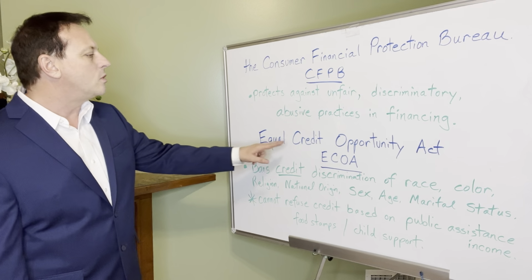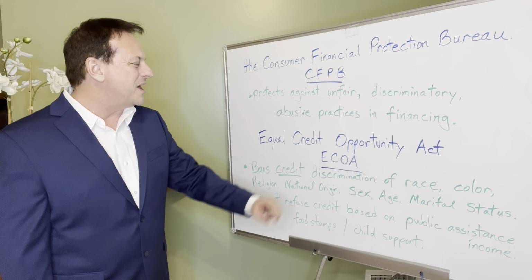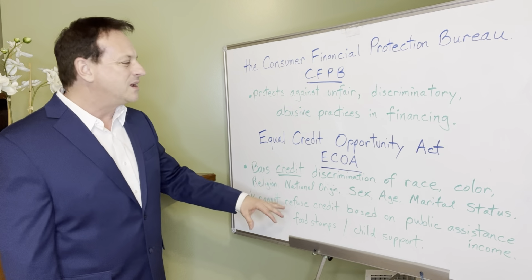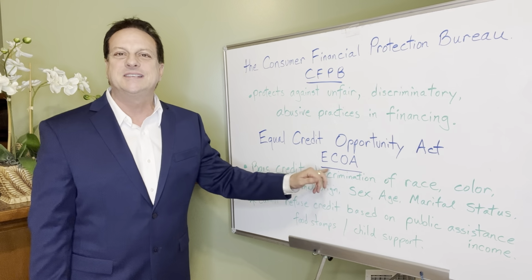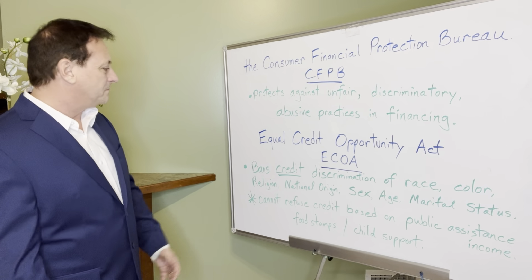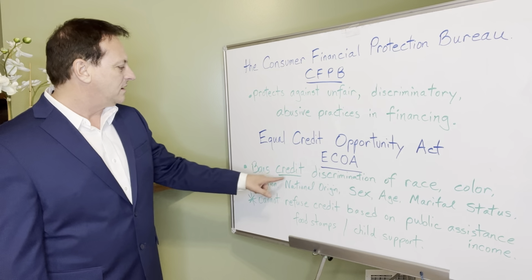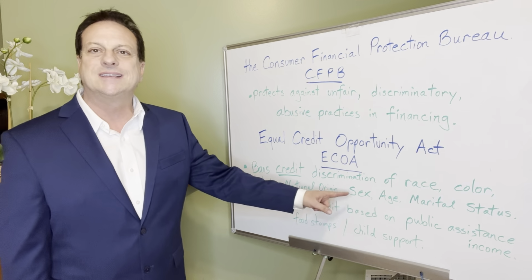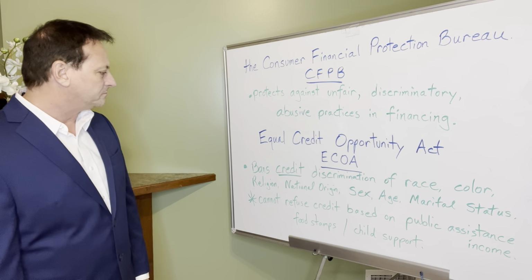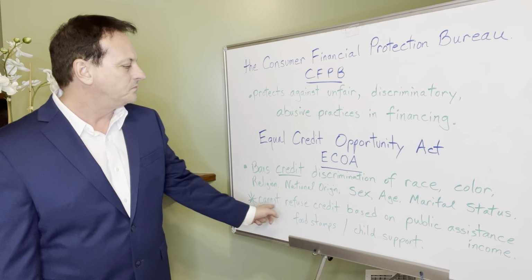The other one is the Equal Credit Opportunity Act. Chances are you're going to see this on the exam, ECOA. Please memorize this bottom one. If there was ever a reason to give my video a like, memorize that. The Equal Credit Opportunity Act, ECOA. What is it? It bans credit discrimination of race, color, religion, national origin, sex, age, marital status. That's what it does. It bans credit discrimination.